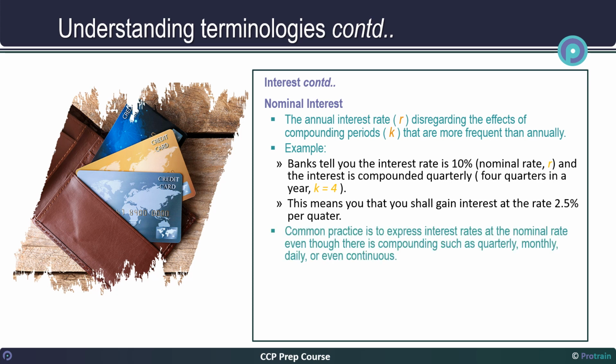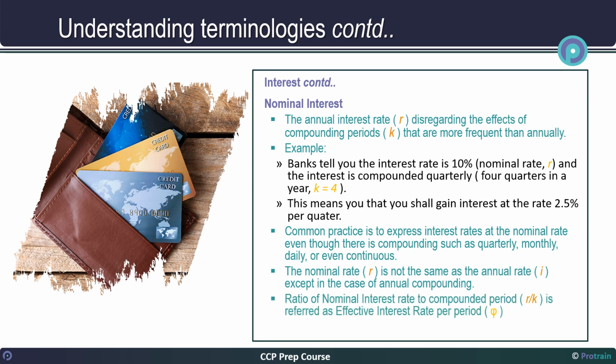Common practice is to express interest rates at the nominal rate even though there is compounding such as quarterly, monthly, daily, or even continuous. The nominal rate is not the same as the annual rate except in the case of annual compounding. Ratio of nominal interest rate to compounded period, R divided by K, is referred as effective interest rate for the compounding period. This is denoted by theta.